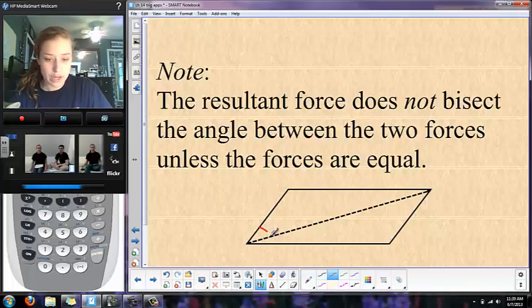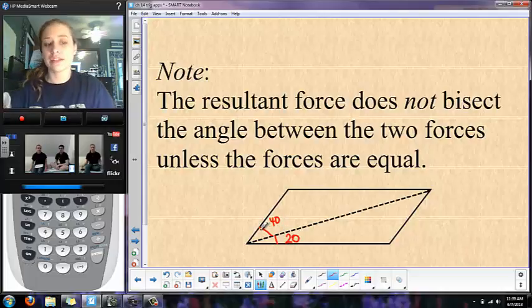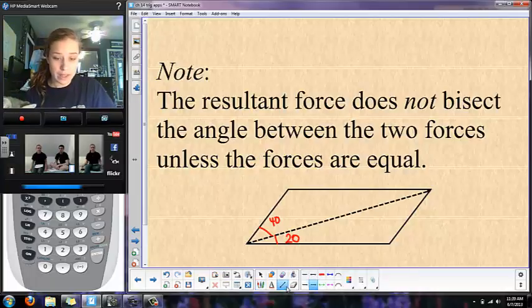So this angle right here might be 40 degrees. That does not mean that this is 40. This could be 20. This could be 35. But it does not bisect this angle. And when I say bisect, I mean divide it in half. Unless the 2 forces are equal. And what do I mean by that?